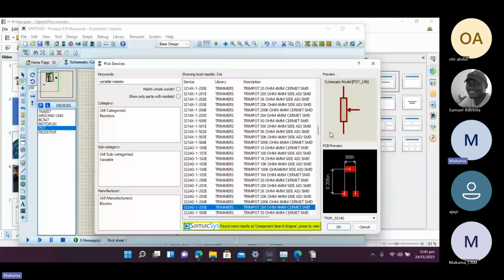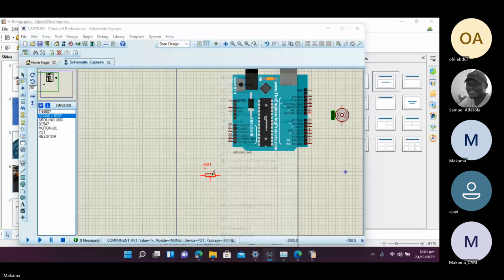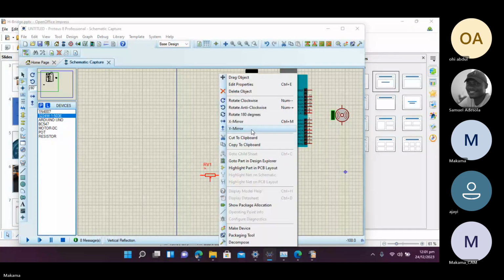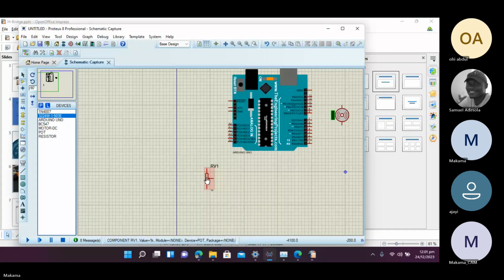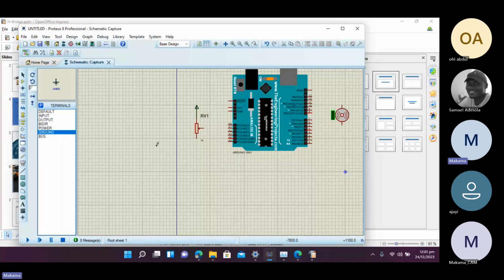Let me take anyone. So I get my potentiometer, which has three legs, right? Let me rotate it. Take it here. Give it a 5 volt power. That means I connected it to the 5 volt of the Arduino, and I have given it the ground of the Arduino. Then the output of the potentiometer, I connected it to A0 of the Arduino.